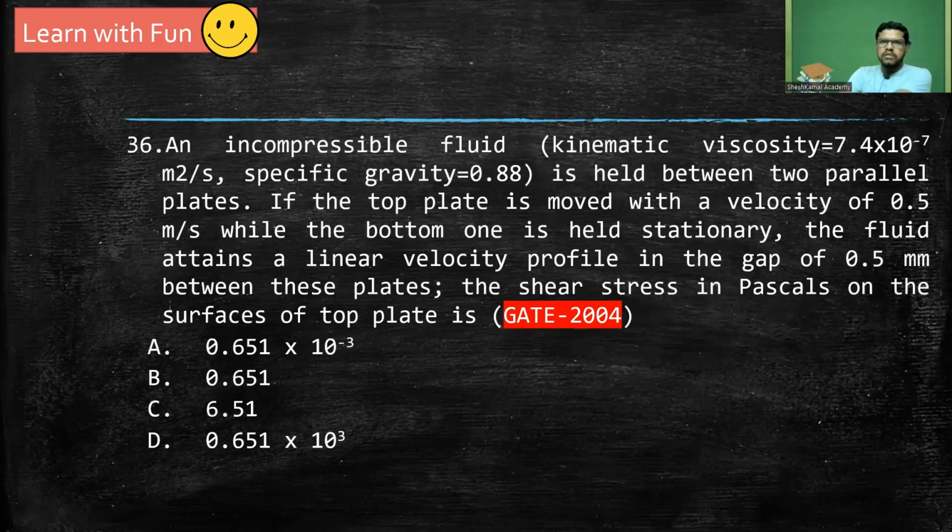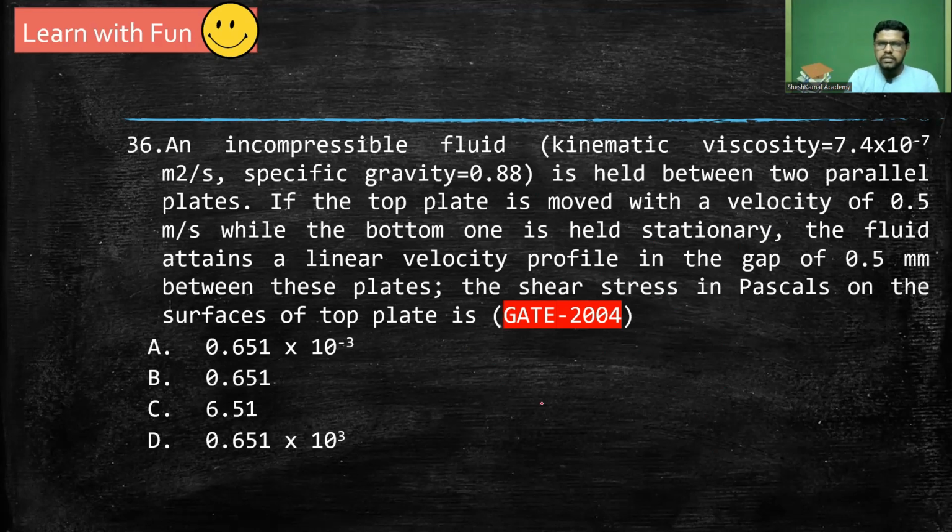Next, an incompressible fluid, kinematic viscosity is given, then specific gravity of the fluid is given equal to 0.88, is held between two parallel plates. If the top plate is moved with velocity of 0.5 meter per second, while the bottom one is held stationary, the fluid attains a linear velocity profile in the gap of 0.15 mm between the plates. The shear stress in Pascal on the surface of top plate is.